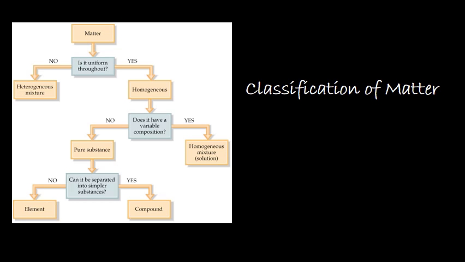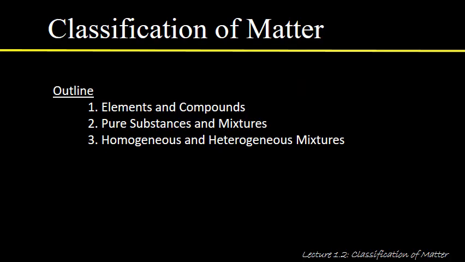Okay, let's take a romp together through the classification of matter. All right, so as you probably remember from elementary and middle school, things can be broken down into elements and compounds. We're also going to talk about pure substances and mixtures. That might be something that you hadn't talked about before, and also heterogeneous and homogeneous mixtures, and that might be a new topic as well.